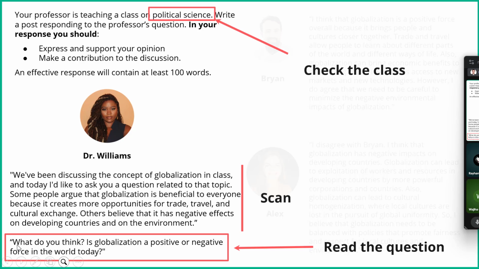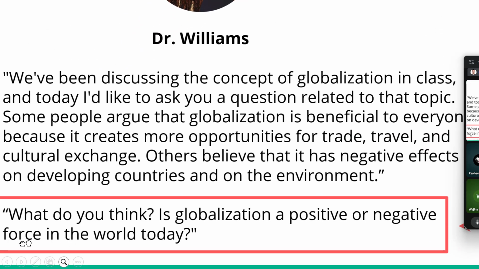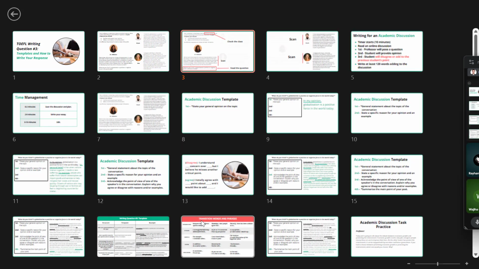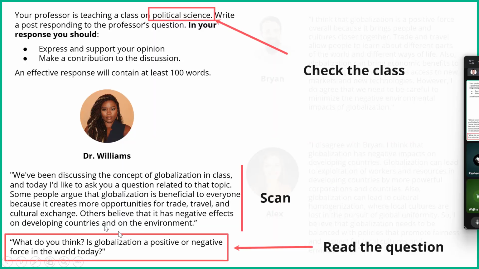And finally, it asks the important question which we need to answer in our response. What do you think? Is globalization a positive or negative force in the world today? This is the question we need to answer in our writing. So this is called the second part of our academic discussion task.